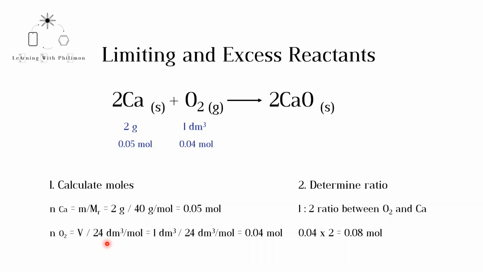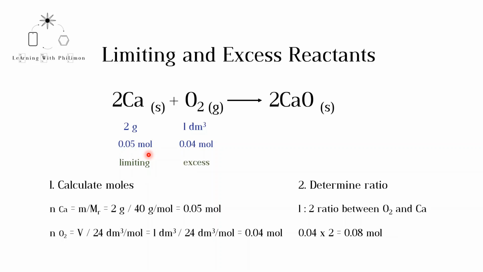It may seem that there are more moles of calcium, so it must be the excess reactant. However, you must always take into account the molar ratio. There is a 1-to-2 ratio between oxygen and calcium. 1 mole of oxygen requires 2 moles of calcium to react, so 0.04 moles of oxygen requires 0.08 moles of calcium to react. We have less than 0.08 moles of calcium. This means that calcium will run out before oxygen. Calcium is the limiting reactant, and oxygen is the excess reactant.